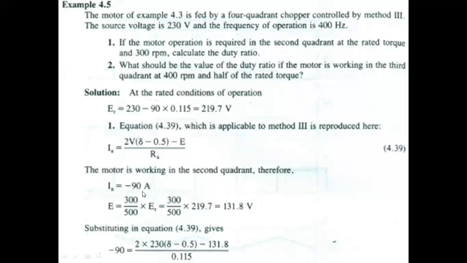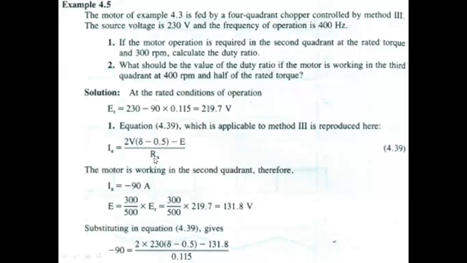So IA is equal to minus 90 amperes and E is equal to 300 by 500 into ER, that is equal to N2 by N1 into ER. N2 is given as 300 RPM, and in the given data 500 RPM is there. So N2 is 300, N1 is 500. So N2 by N1 into ER, that is equal to 300 by 500 into ER, which we have calculated earlier as 219.7. That is equal to 131.8 volts.